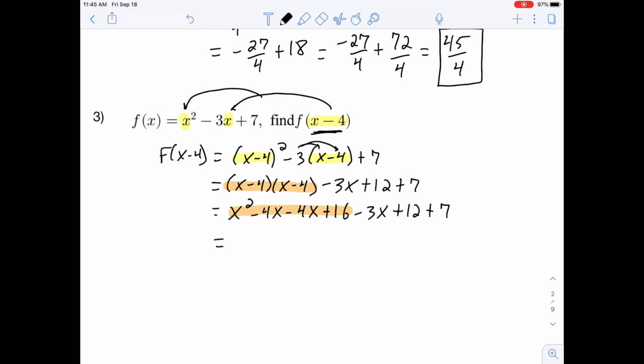So now combining all of my like terms, I have x squared, and then I have negative 4x minus 3x. That's going to be negative 11x. And then I have 16 plus 12, which is 28, plus another 7 is 35. So f of x minus 4 is equal to x squared minus 11x plus 35. All right.